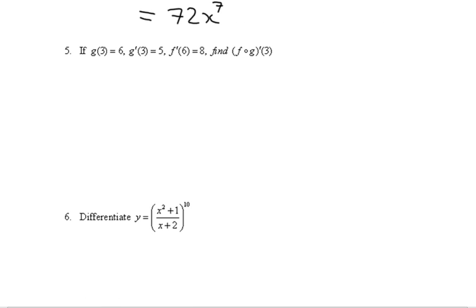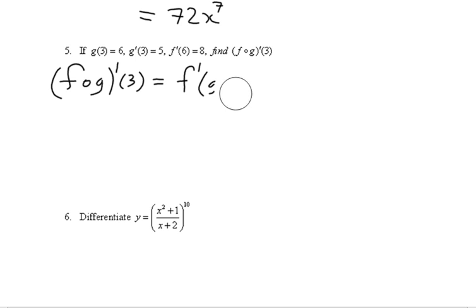Number 5. If you want f o g prime of 3, this has already been set up with the second definition, the f o g definition as opposed to the Leibniz. So we'll go with the flow. We're going to do the f o g here. Keep in mind there's 2 parts here. We do f prime of g of 3. Whoops, not x, it's 3 this time. So that's always our first factor. And what do we follow it with? g prime of 3.